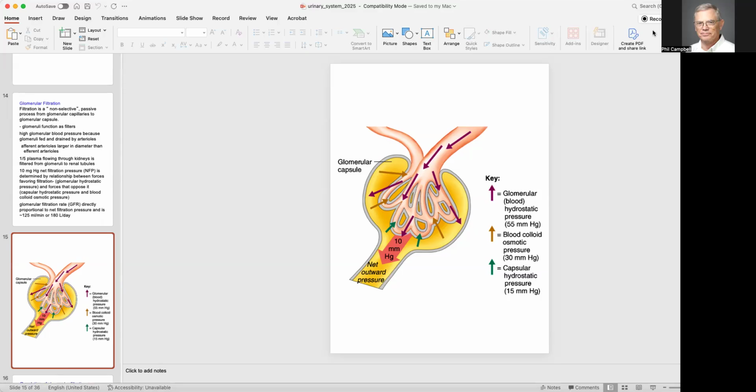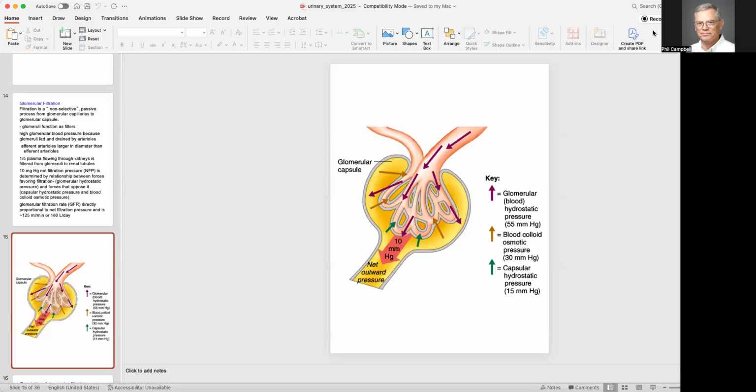Now, there are two resistive forces. One of those is the blood colloid osmotic pressure. I've already talked about that in bulk flow, right? This is a capillary. It happens here too. These are the proteins that do not normally get filtered. In other words, normally they stay in the blood and they want to hold on to water, right? And so this is resisting water leaving blood via the glomerulus, and this is around 30 millimeters of mercury. The additional resistive force is the pressure in the tubular filtrate.